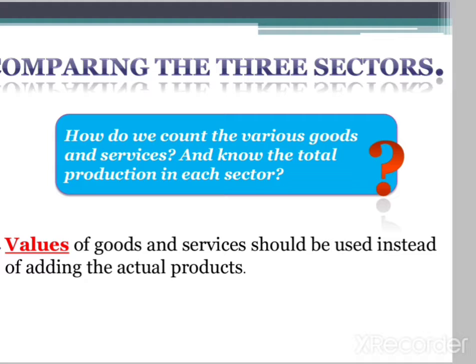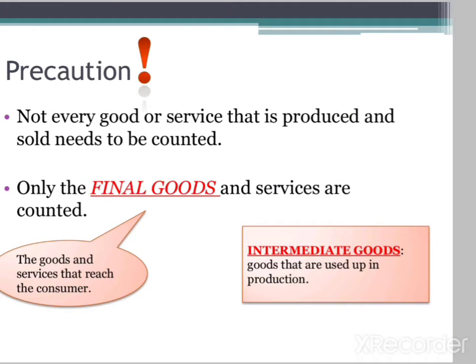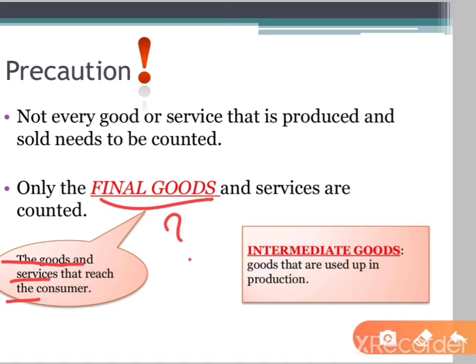So instead of adding the 5,000 coconuts, we add the value, that is 50,000, of the product that is being formed. But while calculating the total production, one needs to take a very important precaution, that not every good or service that is being produced or sold needs to be counted. Only the final good and service are counted. Now what do we mean by final goods? The goods and services that reach the customer or consumer are called final goods. A similar term to final goods is intermediate goods. What are intermediate goods? The goods that are used up in production are known as intermediate goods.